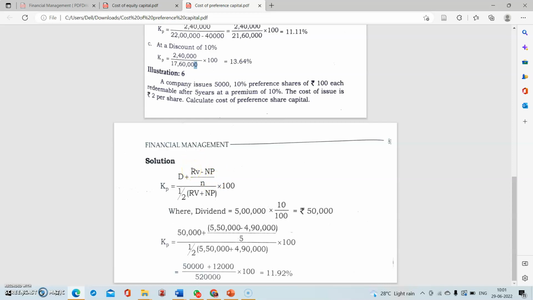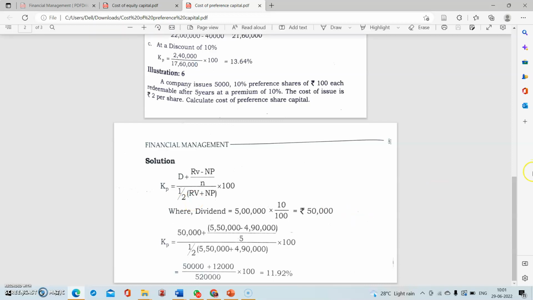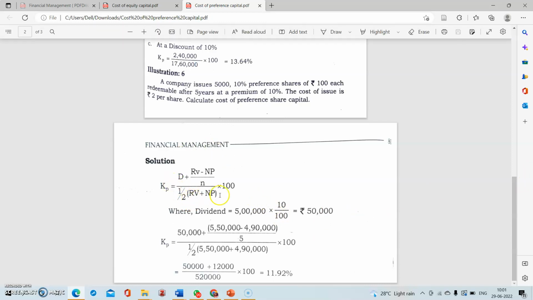Suppose after 5 years you are going to get 110, and now you issued at 100. So 10 rupees is the difference in the prices. But 10 rupees divided by 5 years, the number of years you have to divide by, so that for a year you will get it. That is why you are doing this. And this is never D by half of this, but D plus the difference, the capital gain also, divided by half of, you are finding the average value. So this is quite clear, but you should understand why this is done so. That is why I explained.